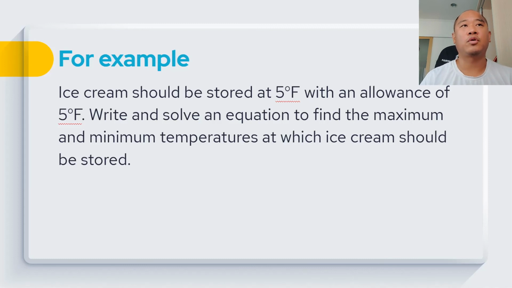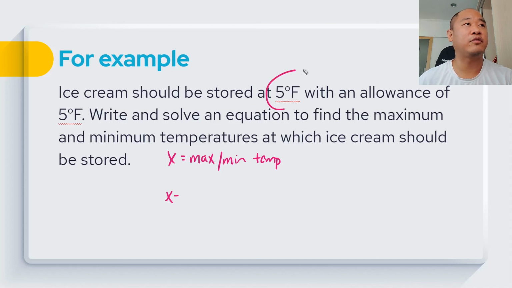Ice cream should be stored at 5 degrees Fahrenheit with an allowance of 5 degrees Fahrenheit. So you're going to write and solve an equation to find the maximum and the minimum temperature in which the ice cream should be stored. Welcome back. All right, so x is going to be the maximum or minimum temperature, right? Our middle point is 5 degrees Fahrenheit. And our allowance, the range, is 5 degrees on either side.